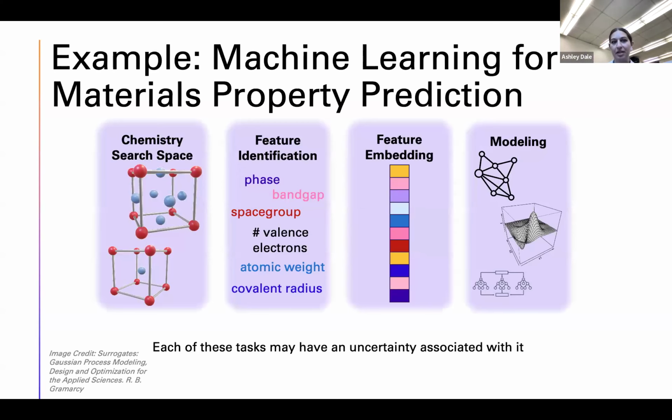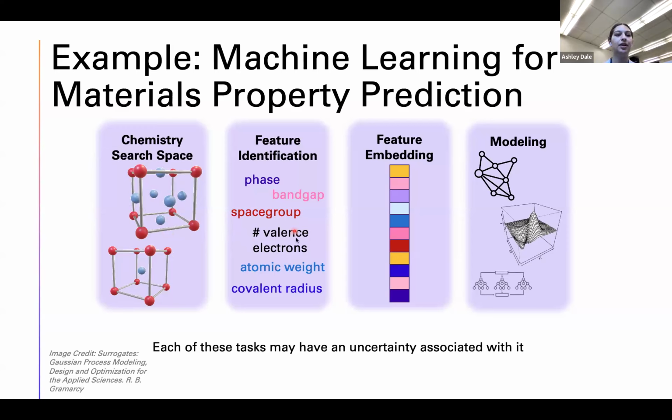So the example I'm going to give is from materials property prediction, but I encourage you to take a moment to think about your case, right? Where would you want to start quantifying the uncertainty in your data science practice? In materials, we have this idea that we're looking at lots of possible different combinations of atoms in different phases with different chemistries. And so we have a huge chemistry search space, right? And then inside this search space, we have different properties that we either want to use as features in our modeling or we want to predict them.